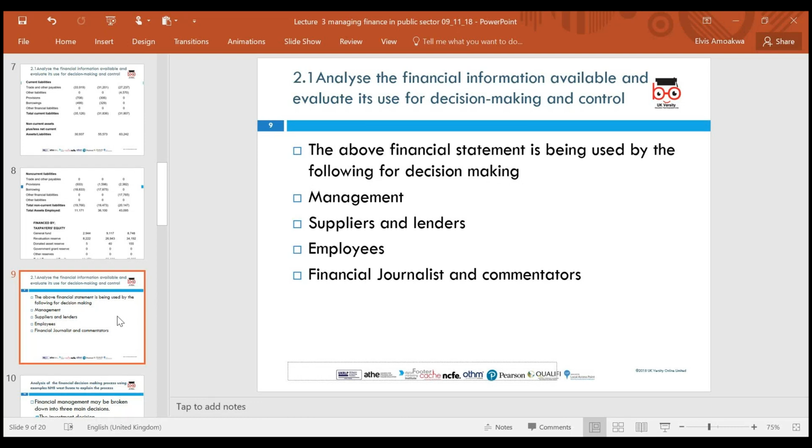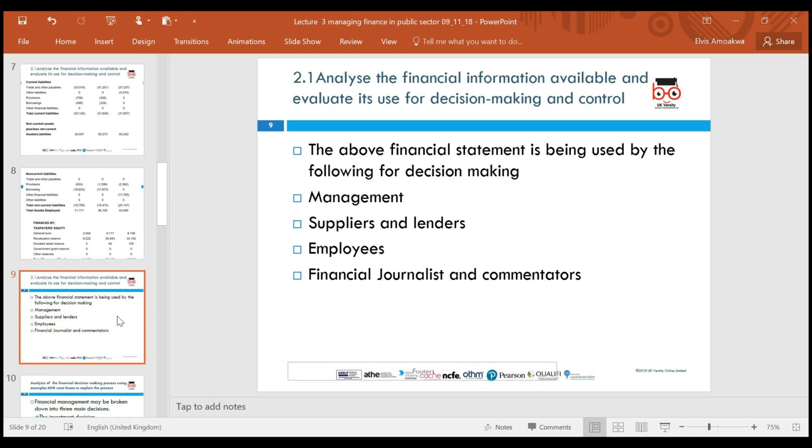Lenders will also decide whether they should lend the trust money or not. Employees are also interested in the health of the financial position of the trust. And other third parties like journalists are all interested. So there are so many stakeholders who are quite interested in the financial information of every organization.